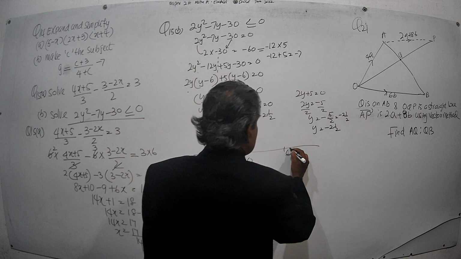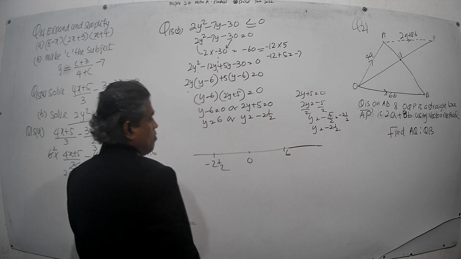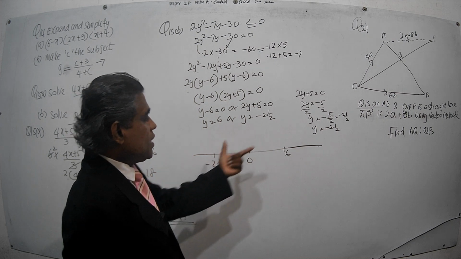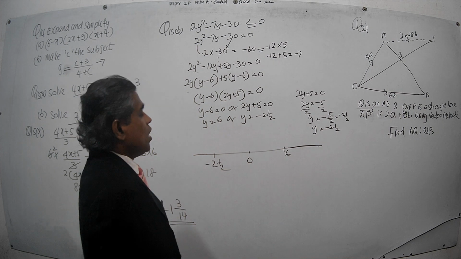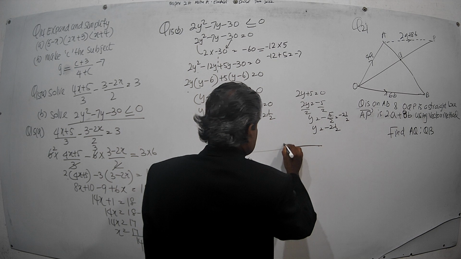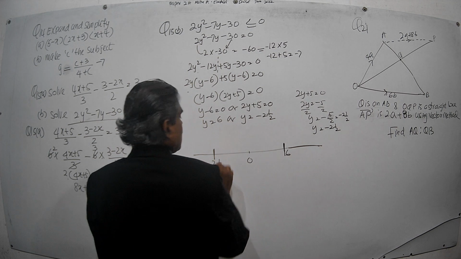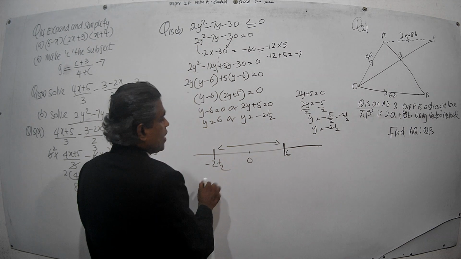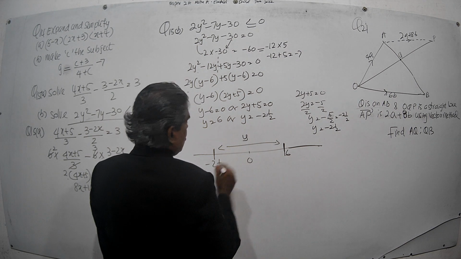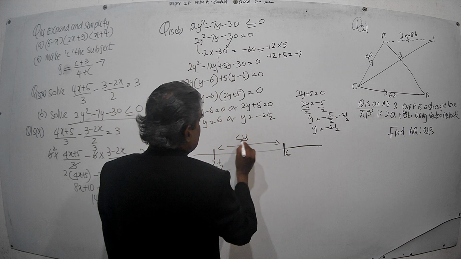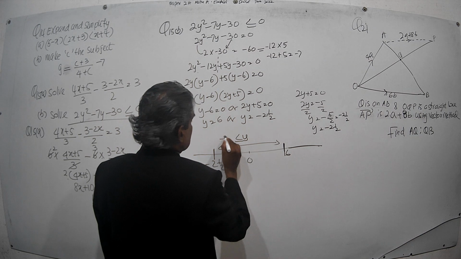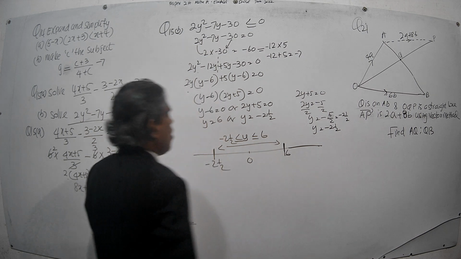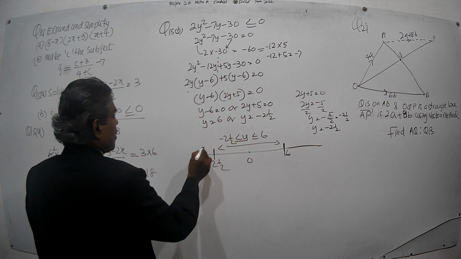By marking the two roots, the number line is divided into 3 regions, 3 parts like this. One part is this middle part. So this is called what? Y here, y greater than or equal to minus 2 and a half and less than or equal to 6. That is that part.